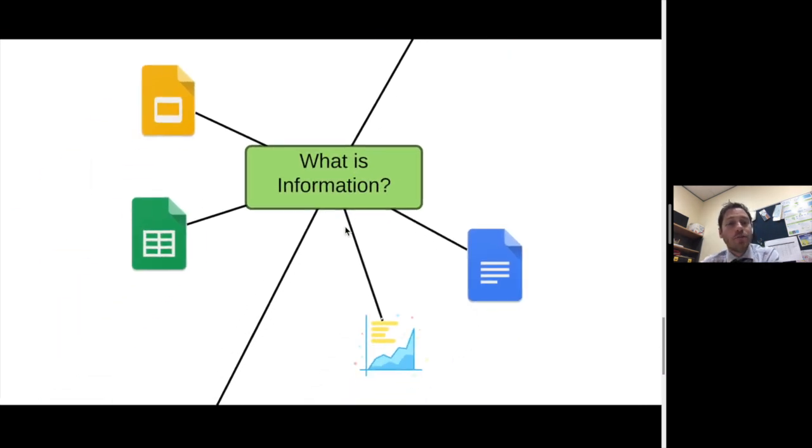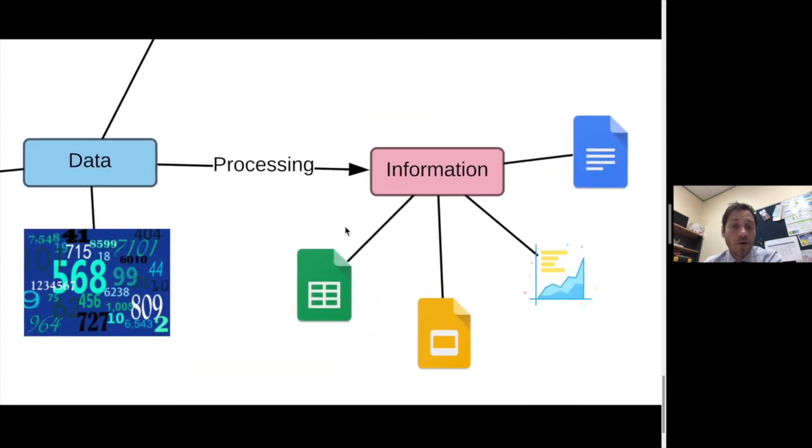What is information? Information can be a lot of things. We can see here we've got Google Slides, Google Sheets, and so on. But to understand what information is, we first need to understand what data is. So we go over here, information is actually data that is processed in some way to give it meaning. And so you can see we've got Google Docs and graphs and so on, and these are all made up of data that we've somehow organized and processed to give it meaning.